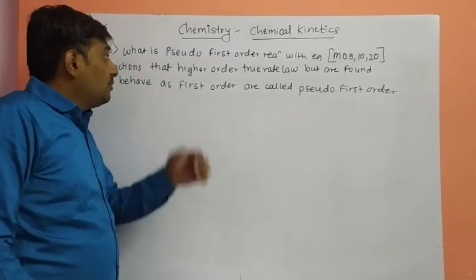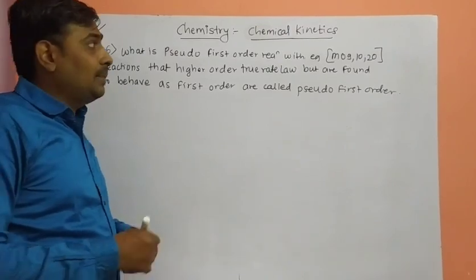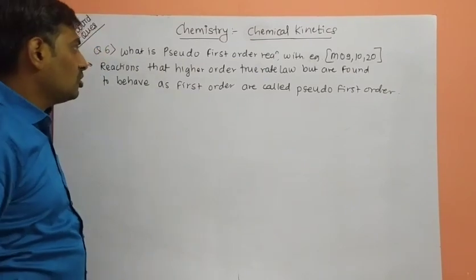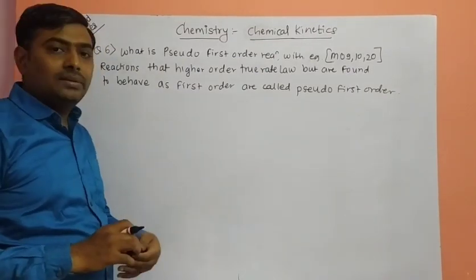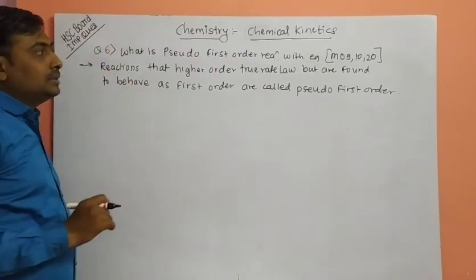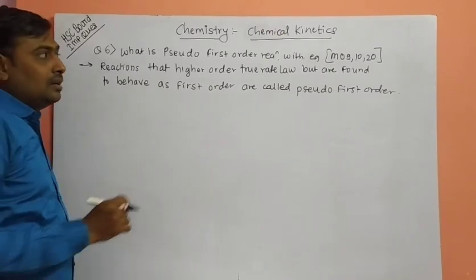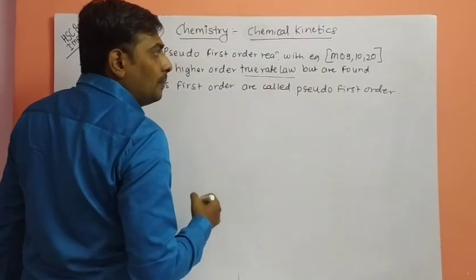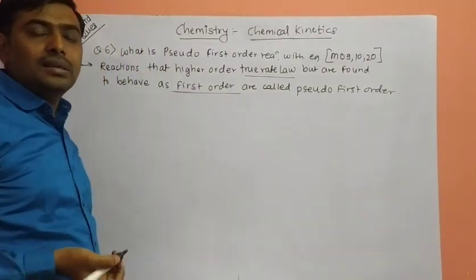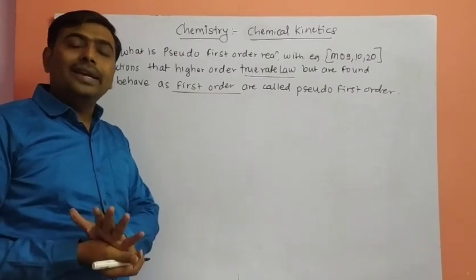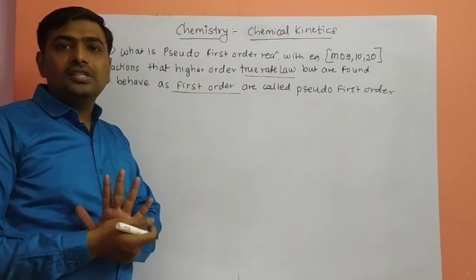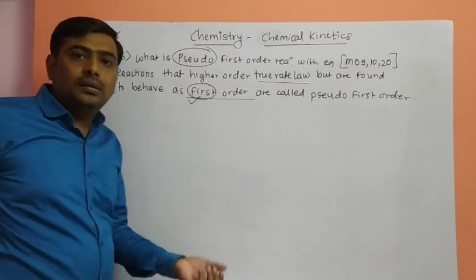Next question. What is the pseudo first order reaction? Explain with example. This is also a famous question. Sometimes the question is given, sometimes a reaction is given: identify the order of reaction. Definition: reactions that have a higher order true rate law but are found to behave as a first order reaction. It means there are some reactions which, according to order, behave as second or third order, but the rate of reaction is actually first, so it is a pseudo first order reaction.